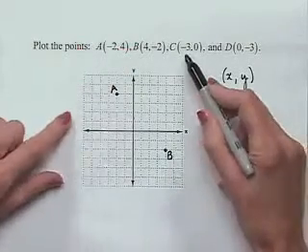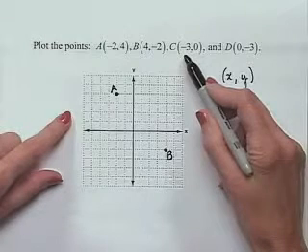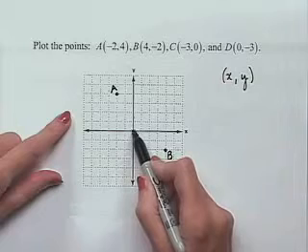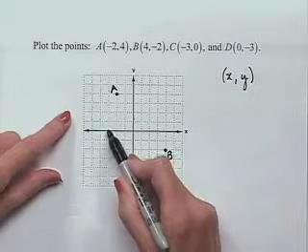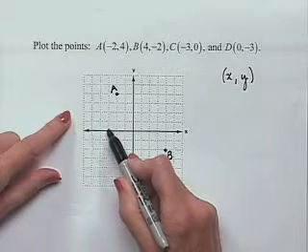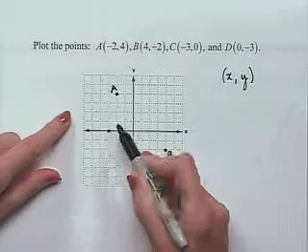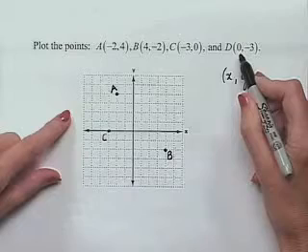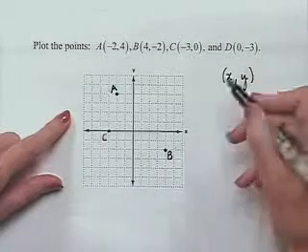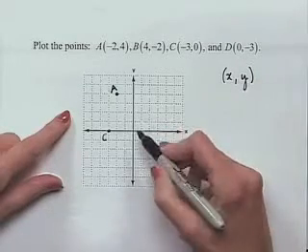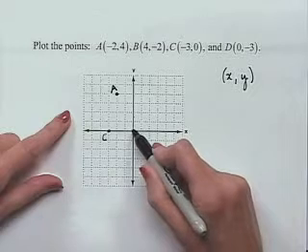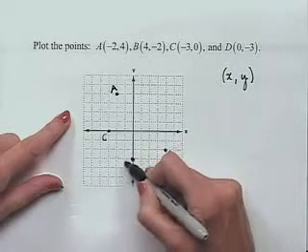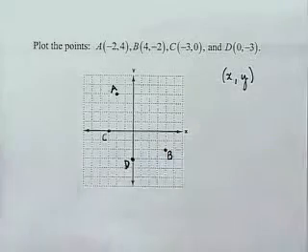Our C point has coordinates -3, 0. We begin at the origin, move 3 units to the left along the x-axis. The y-coordinate of 0 tells us to place our point right on the x-axis. And then D with coordinates 0, -3. The 0 tells us not to move right or left from the origin. The -3 tells us to move 3 units down, and we'll plot this point and label it as D.